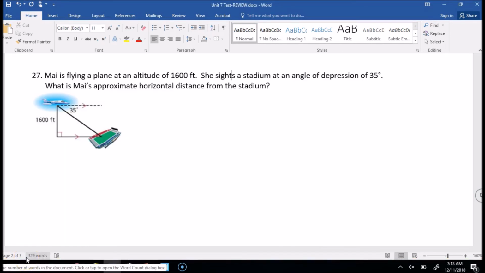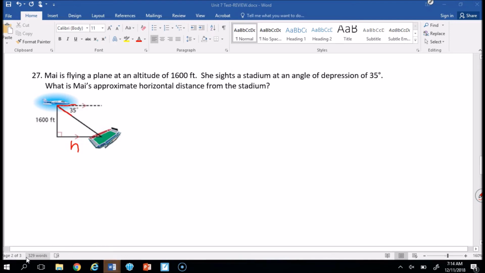So number 27 says, May is flying a plane at an altitude of 1,600 feet. She sights a stadium at an angle of depression of 35 degrees. What is May's approximate horizontal distance from the stadium? So this is what we're trying to find, the horizontal distance down here. And if you notice up here, we have a 35-degree angle here.